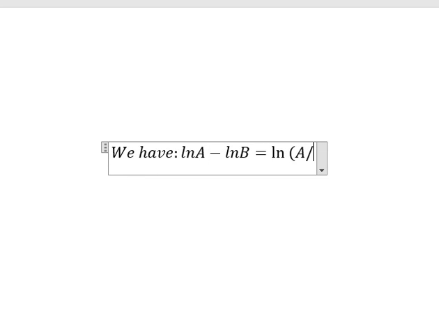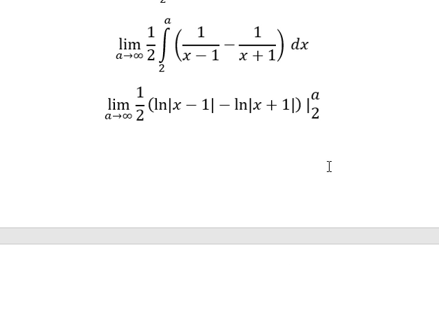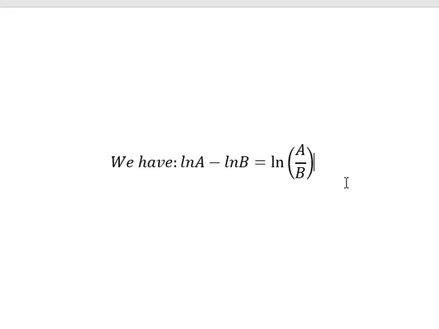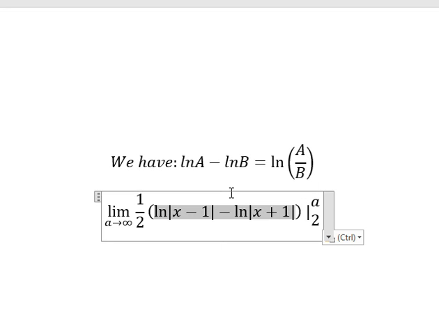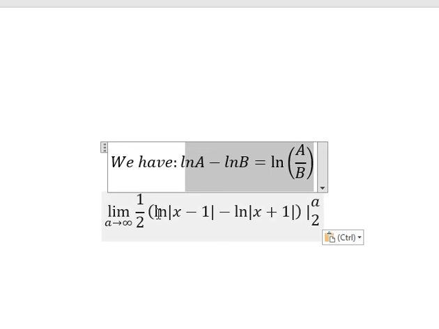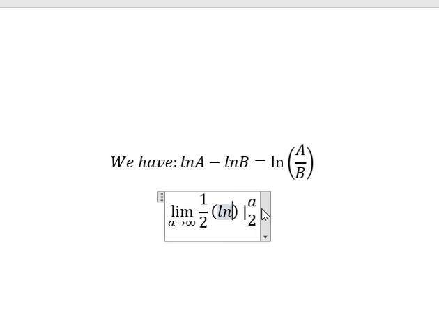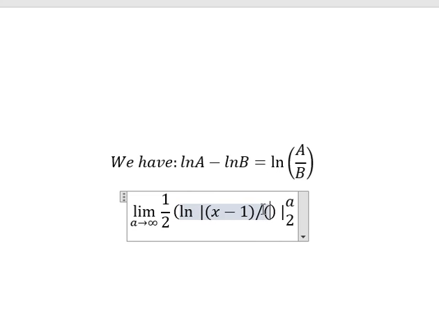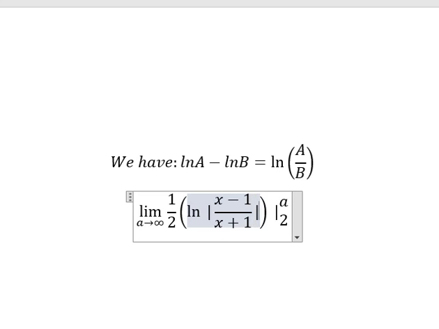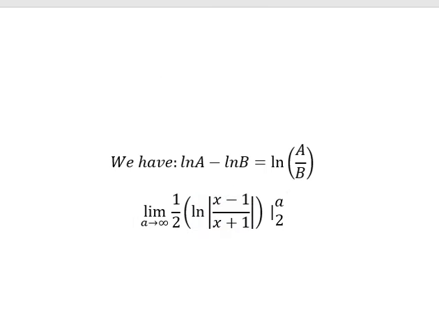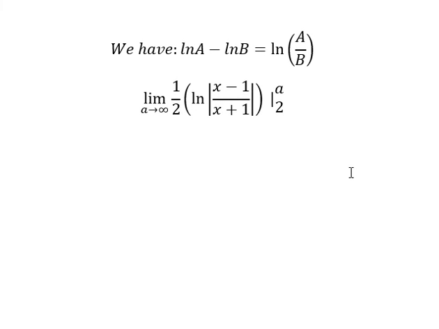And now we have the formula in here. ln a minus ln b equals ln of a over b. And now in this situation, we need to transform this one into this one. And we have ln of the absolute value of s minus 1 over s plus 1. So we put a and number 2 in here.